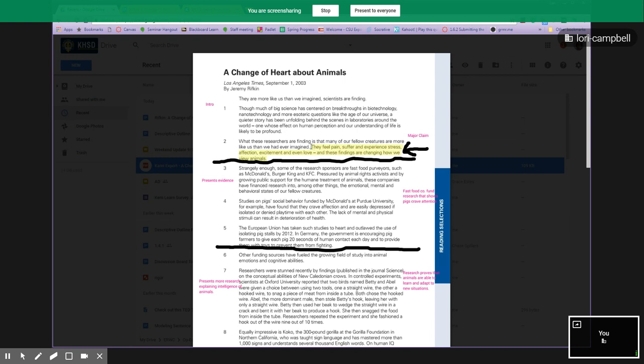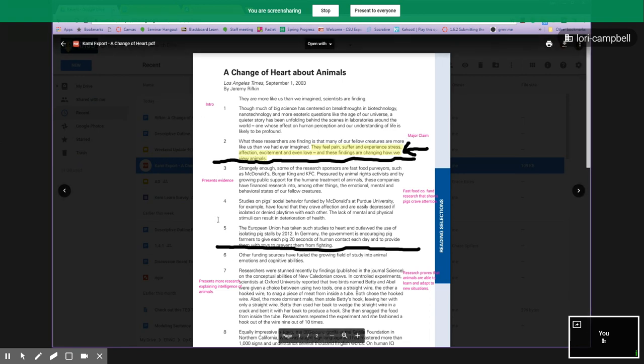So in this second paragraph, I've highlighted what the major claim is. "They feel pain, suffer and experience stress, affection, excitement, and even love." They, meaning animals. "And these findings are changing how we view animals." So I know that for the rest of this article, these are all the things that are going to be explained. So I draw the line after the claim, because now the rest of this is going to be the body, and I label it major claim.